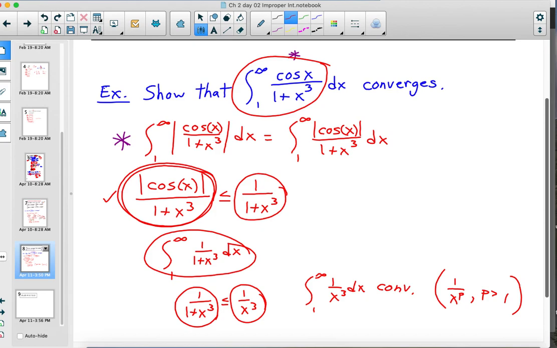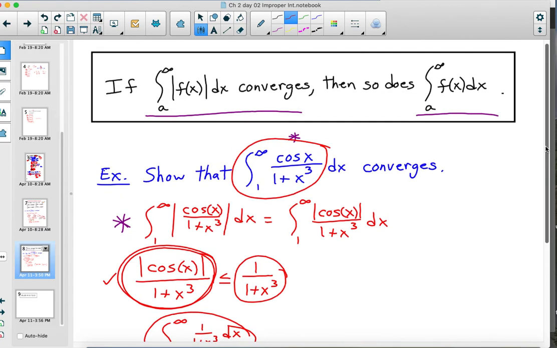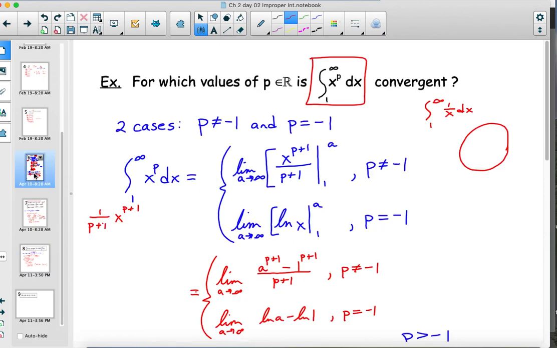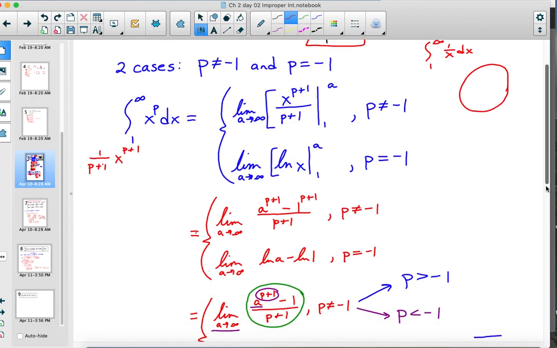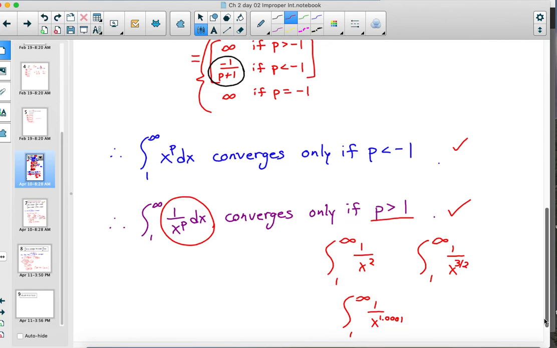So using the comparison test, this absolute value idea, and this integral from 1 to infinity of 1 over x to the p, in combination can help you decide if a lot of these integrals are going to converge or diverge.